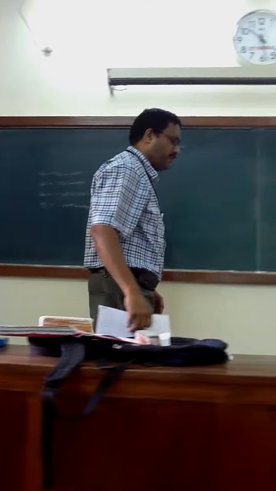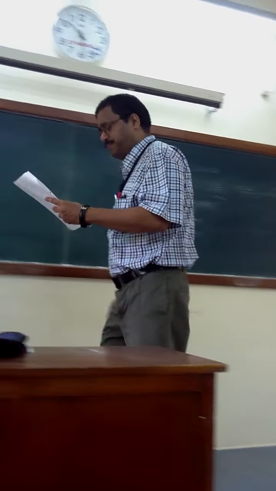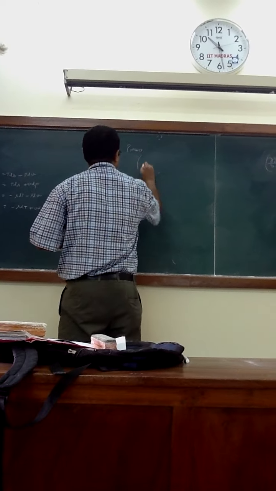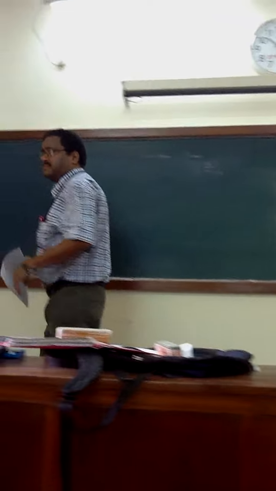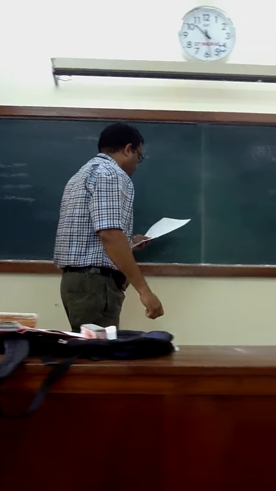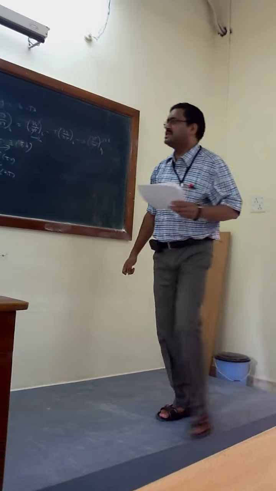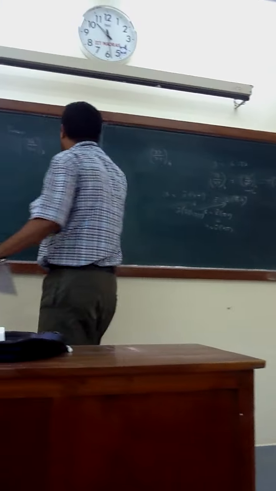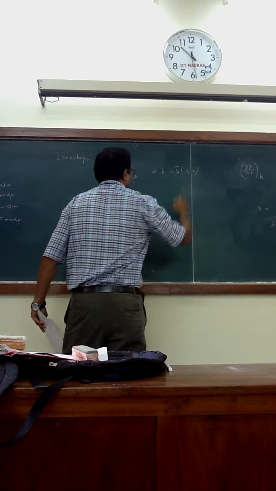We know the first law of thermodynamics is very straightforward. If I want to find out dou H by dou V at fixed S, that means you have to express H as a function of S and V. It says that H is a function of S and V.